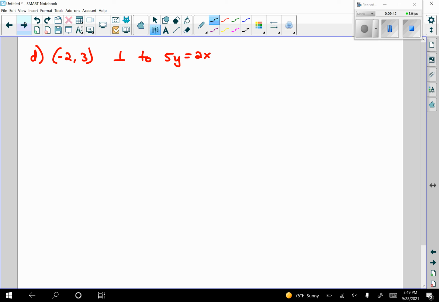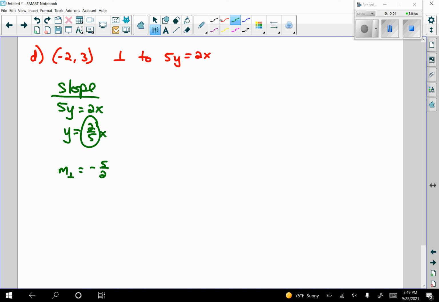And the last one, our line passes through the point -2, 3 and is perpendicular to the line defined by 5y equals 2x. And we're going to start with that again, the equation, to find the slope. So just divide by 5, so y is going to equal 2/5 x. So the slope here is 2/5. Our slope is the opposite, so we need the negative reciprocal, so negative 5 halves.